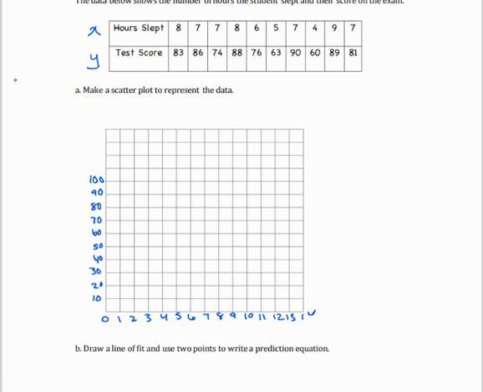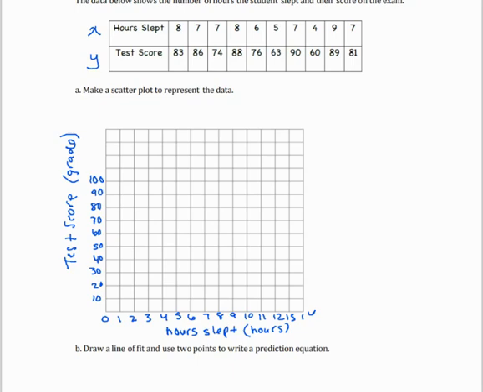Okay, so now we'll keep labeling. This is my hours slept, and in parentheses, that's hours. And on the right-hand side, this is test score. And we could just say grade. Okay. So now what you're going to do is actually go ahead and plot.